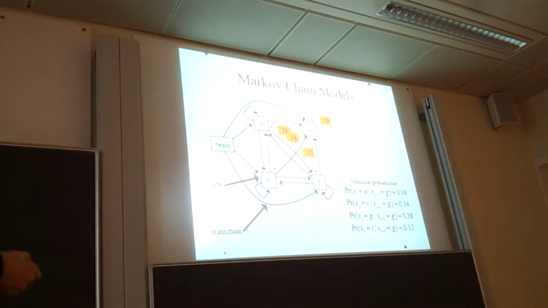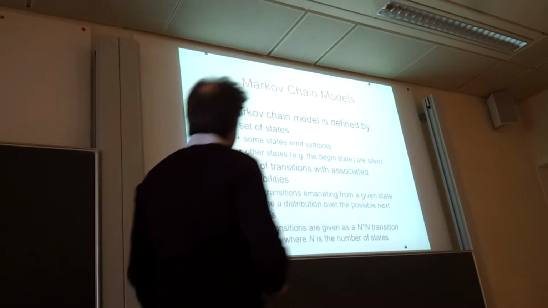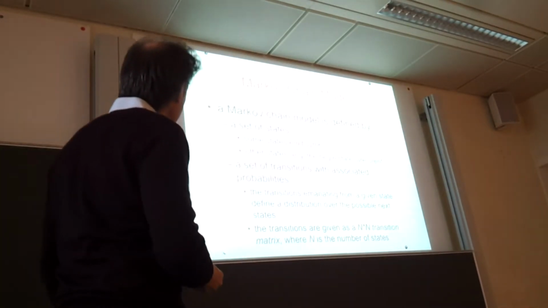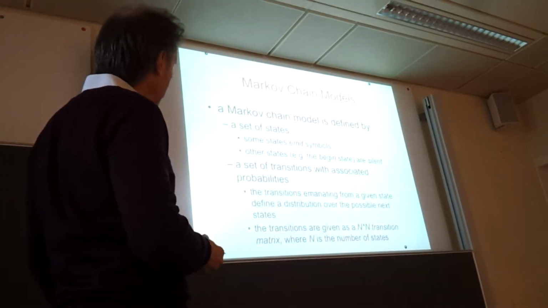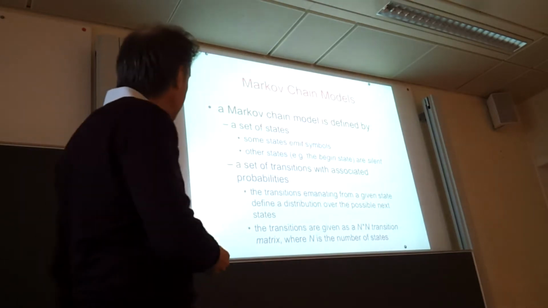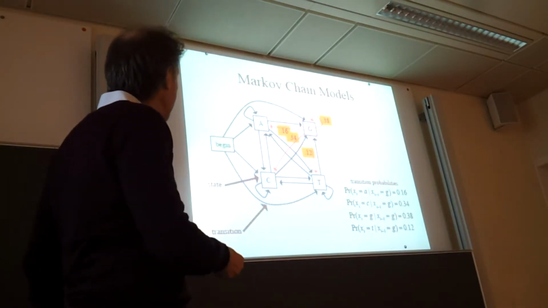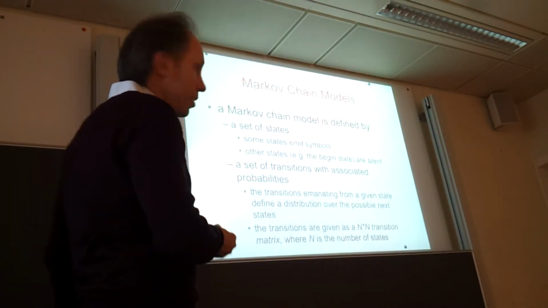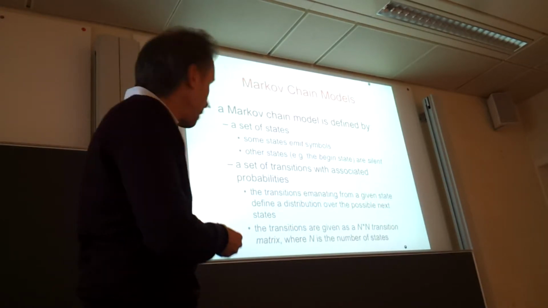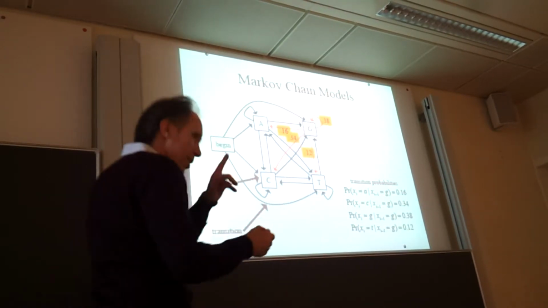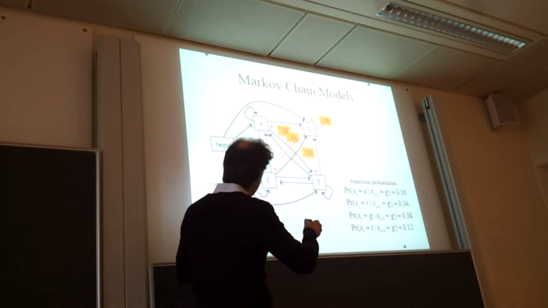Good. So what have we got? A Markov chain model is defined by a set of states. We saw that here, that's interesting, right? I didn't say that. I should basically go back. So, what does it mean?